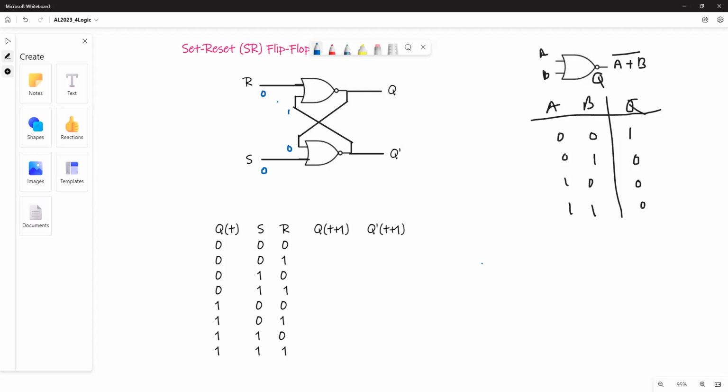And if you have 0 and 1, what is the output for Q? 0. You can look at the table. If you have a 0 and 1, right? It will be 0, right? So that means this is 0.